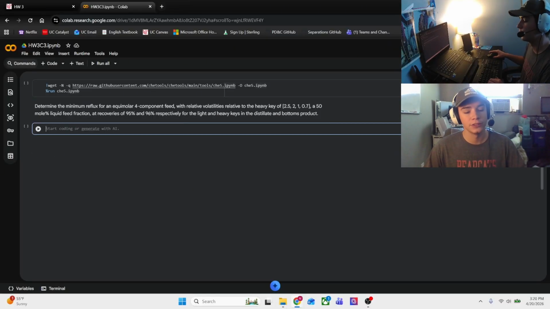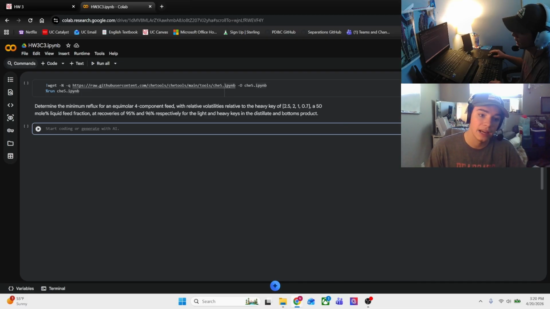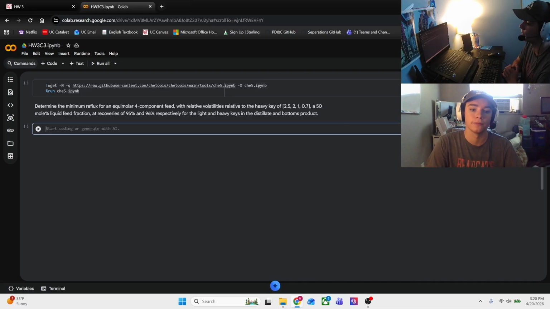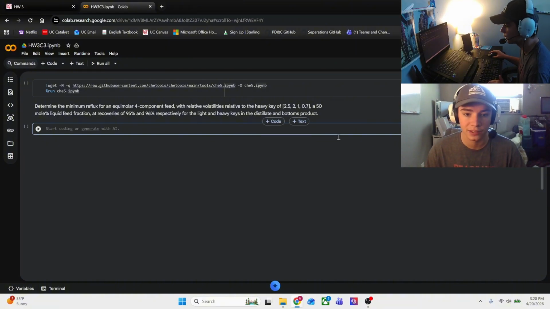Alrighty, now that we've gone ahead and derived all of our Underwood equations up on the board, we're good to go ahead and move on to our actual example in Python here. We're going to determine the minimum reflux for an equimolar four-component feed with relative volatilities relative to the heavy key of 2.5, 2, 1, and 0.7 for each component, and a 50 mole percent liquid fraction feed, a recovery of 95% for the light key and 96% for the heavy key in the respective distillate and bottoms products.